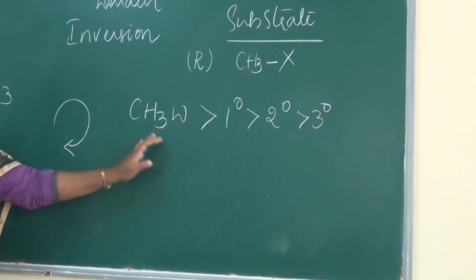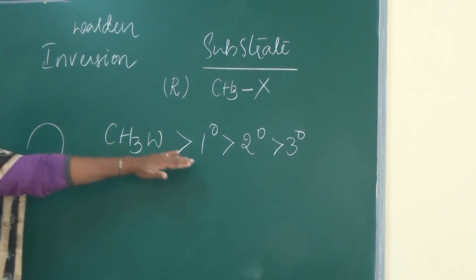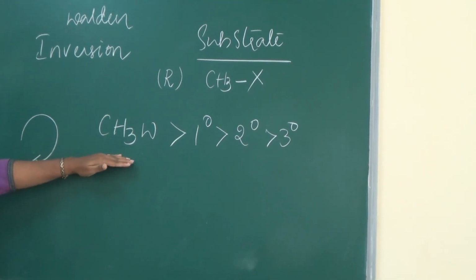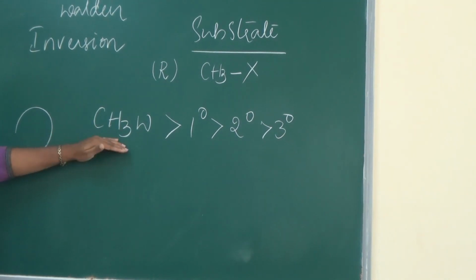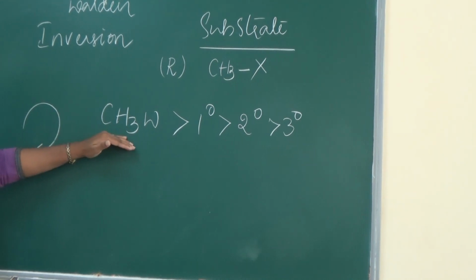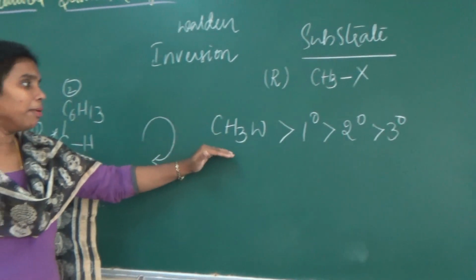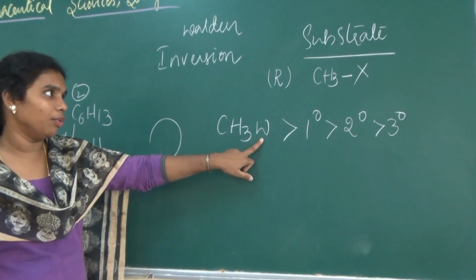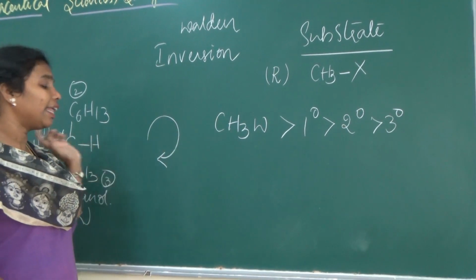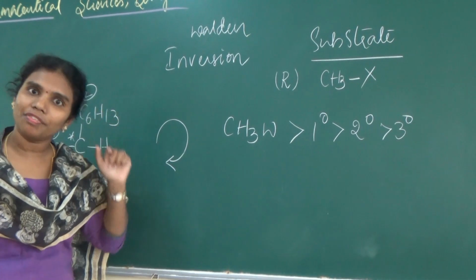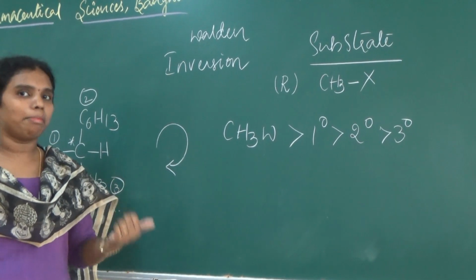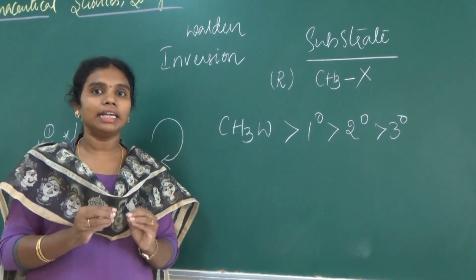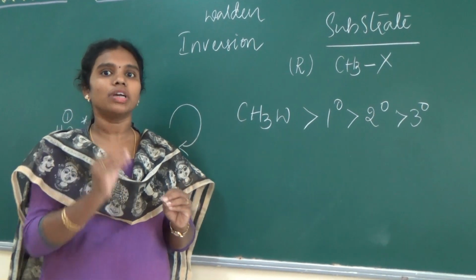Why is it happening? Why is primary more reactive when compared to secondary, or when there is no bulky group and only hydrogens are there, why is it more reactive? Okay, let us discuss. Because in the methyl group, the electron withdrawing group is there, and in this SN2 reaction, the nucleophile is coming and attacking through the back route. So to attack the carbon center, the nucleophile has to come.